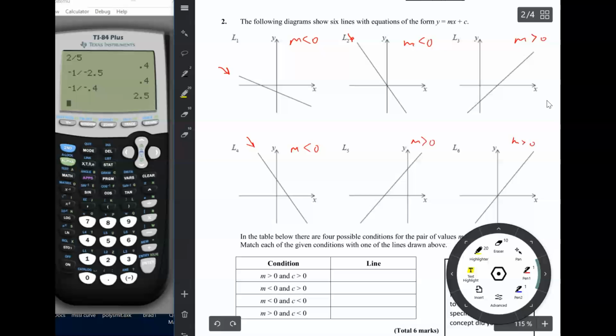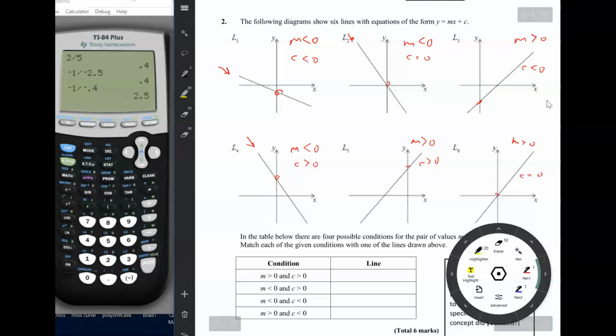What about the y-intercept? So the y-intercept for this one is negative, right? So I'm going to say c, the y-intercept, is less than 0. Here the c is greater than 0. Here the c is 0. Here the c is greater than 0. Here the c is less than 0. And here again the c is equal to 0.